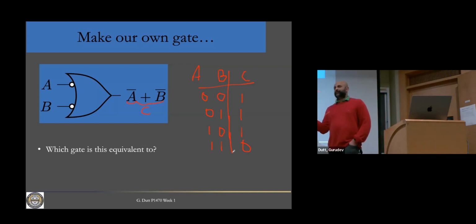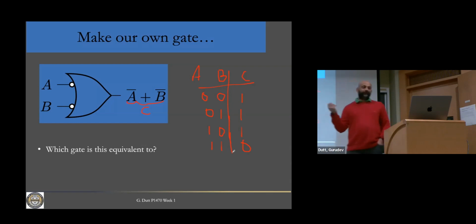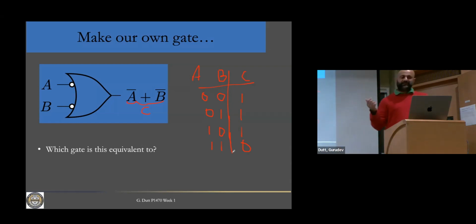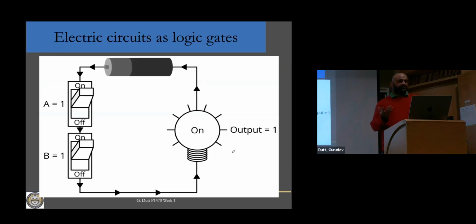And you may say, well, okay, so why don't we talk about all the 16? And we'll come to that question in a minute. But before we do that, you'll see that it's actually very simple to construct your own gate. You don't need a complicated logic circuit to do it. You can do it with light bulbs and switches.